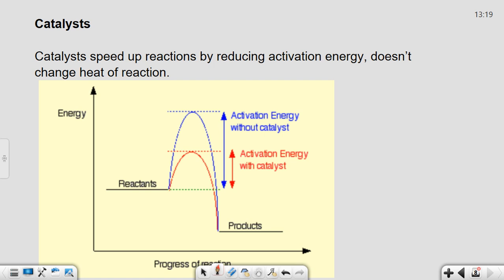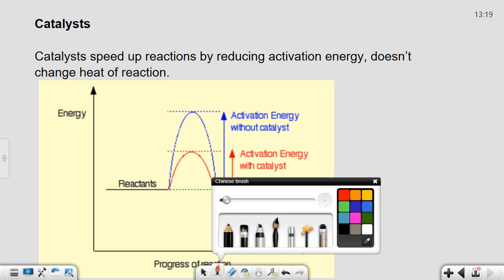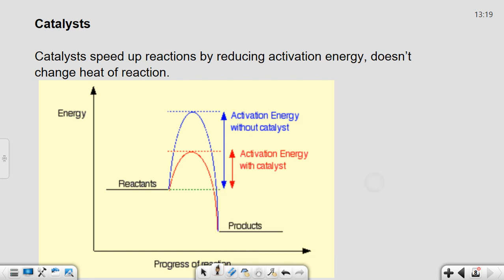And catalysts. They also change what this graph looks like. Let's use black for this one. So a catalyst speeds up reactions. We know this already. But the actual mechanism is by reducing activation energy. It allows molecules or atoms to bond easier. It allows them to line up better. It holds them in position so they can combine easier, which basically means they need less kinetic energy to actually combine.